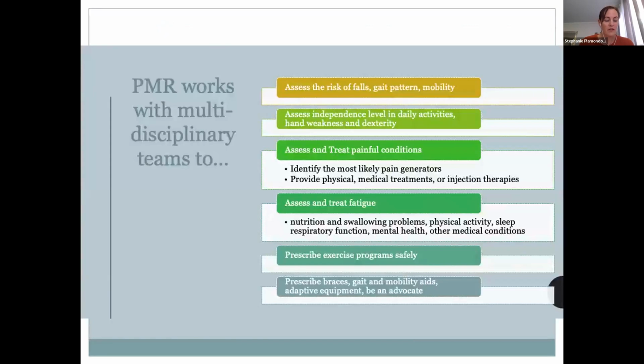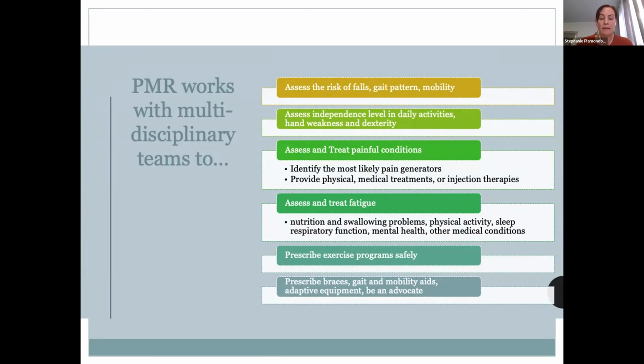So what does a physiatrist do if someone with a neuromuscular condition like CMT is referred to them? We really work with the multidisciplinary teams to assess several of these different things listed here on this slide, assessing the risk of falls, the walking or gait pattern and mobility, the independence level, hand weakness and dexterity. We assess for any painful conditions and then try to identify the most likely pain generators and apply the most appropriate physical, medical, or injection therapy treatments.